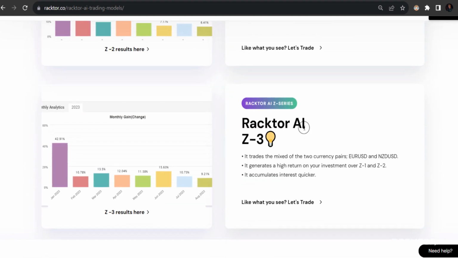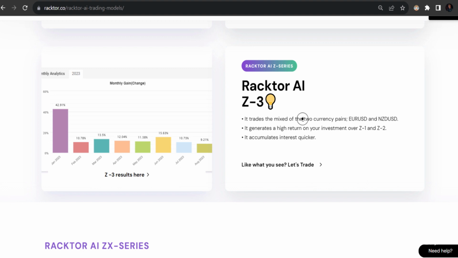All right. Then we have our Z series, Z3 rather, Racktor AI Z3. It trades the mix of the two currency pairs. So we looked at, okay, what if we blend the EURUSD and the NZDUSD together to form another trading model? What kind of result are we going to get? In the process of doing that, we observed that it generates a higher return on investment over Z1 and Z2. So the blend of Z1 and Z2 makes a much quicker accumulating interest. It's way faster than Z1. Of course, faster return equals a little more risk, but overall it still makes money.